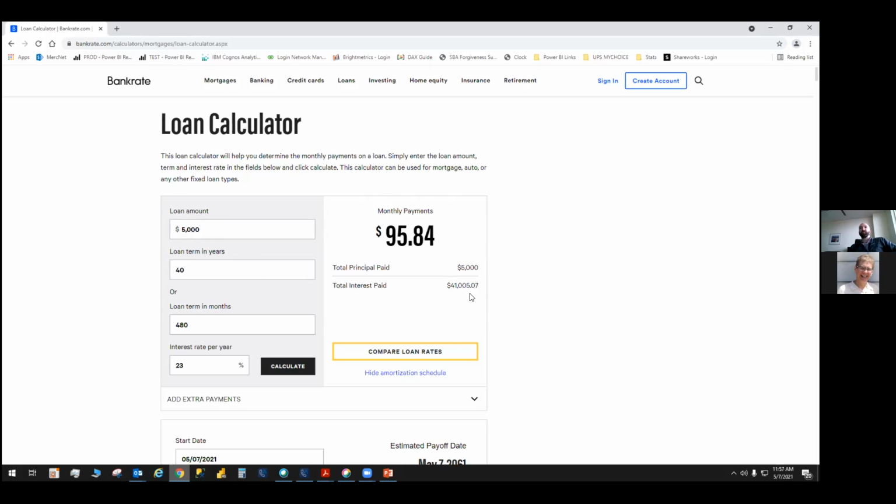I mean, yeah, that's $41,000 in interest paid over that 40 years for something that only cost me $5,000 to begin with. And that will continue going forever if we don't make more than the minimum payment. Because to answer your credit card statement question, many times the minimum payment amount is only the interest that accumulates on the principal.